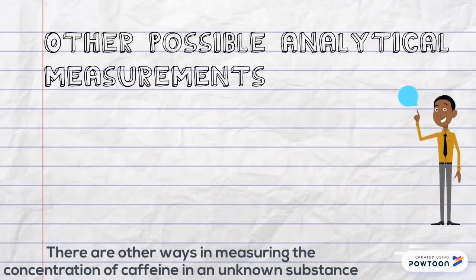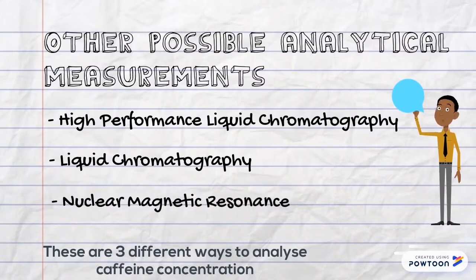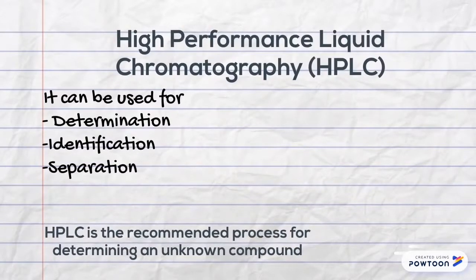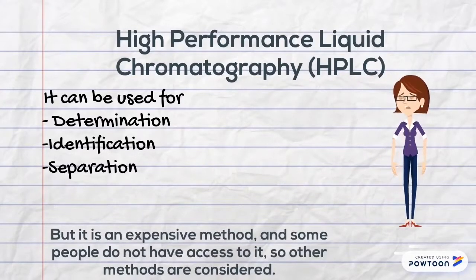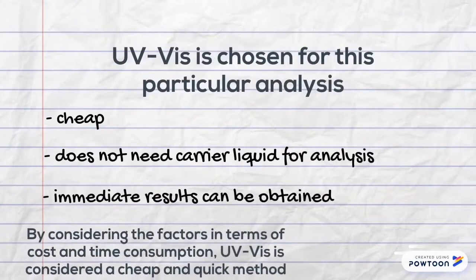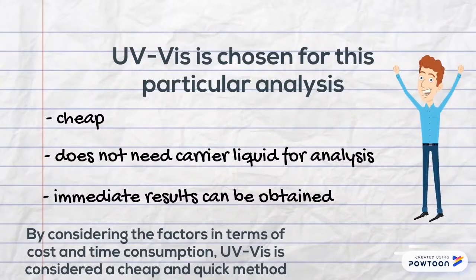There are other ways of measuring the concentration of caffeine in an unknown substance. These are 3 different ways to analyze caffeine concentration. HPLC is the recommended process for determining an unknown compound, but it is an expensive method and some people do not have access to it, so other methods are considered. 2 main factors are considered to determine the most suitable analysis, which are cost and time. By considering the factors in terms of cost and time consumption, UV-Vis is considered a cheap and quick method.